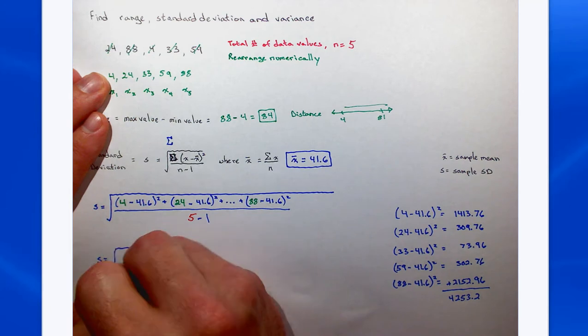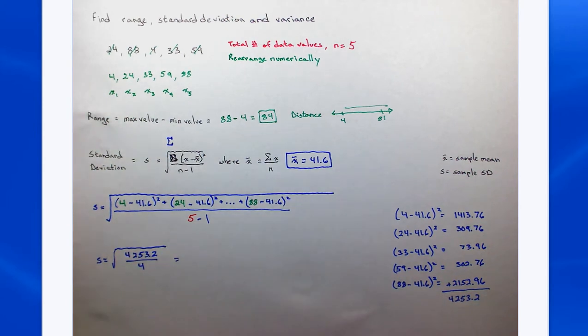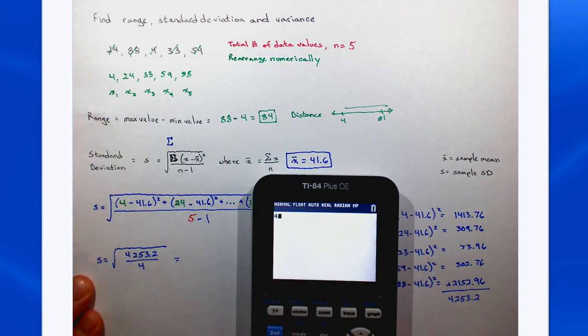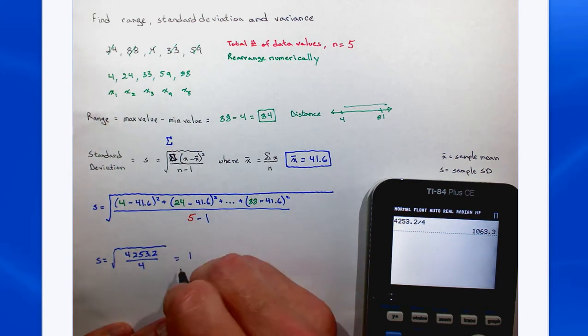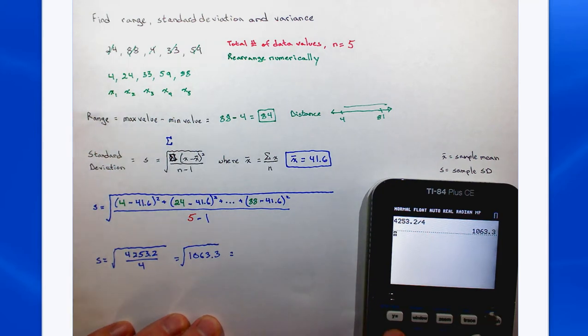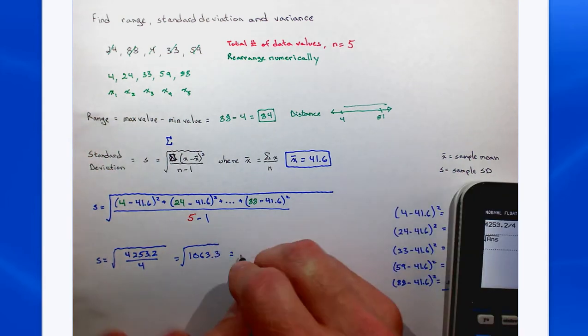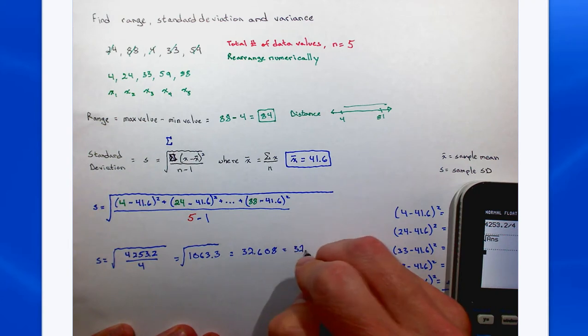What I end up with will be the same numerical values, 4,253.2 divided by 5 minus 1, 4. I end up with the standard deviation of 32.608. Let's say my answer told me to round it to the tens place, or one decimal. This is my answer, 32.6.